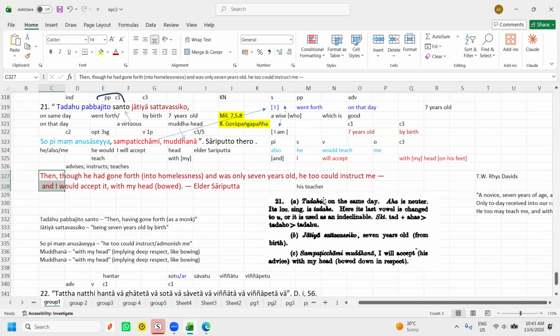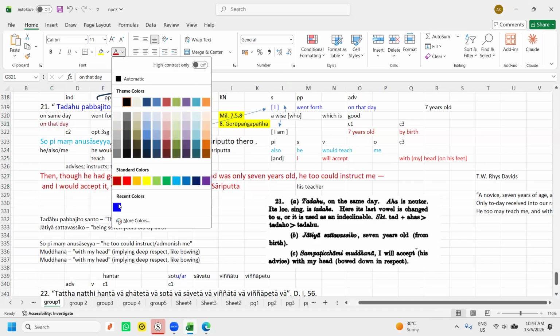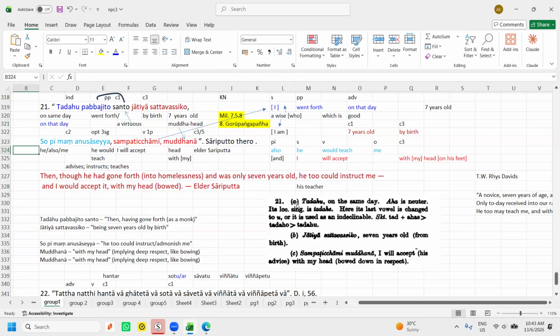So that means Tat Ahu. That means this Tat Ahu means on the same day. You see, this one Tat Ahu, just now I showed you it was on that day. But the NPC book, the glossary, will tell you that you should take Tat Ahu as on the same day. So this is how it comes, because Aha is a neuter.